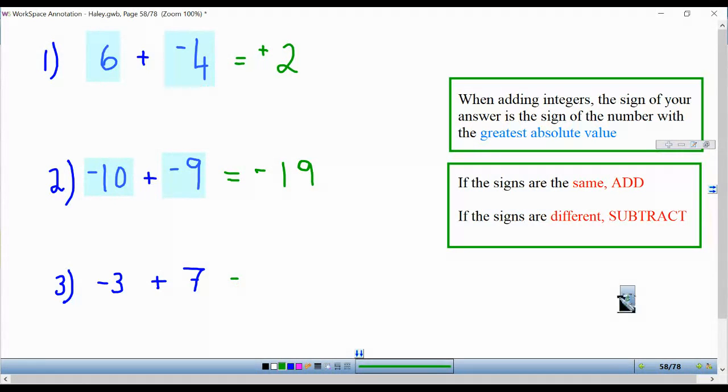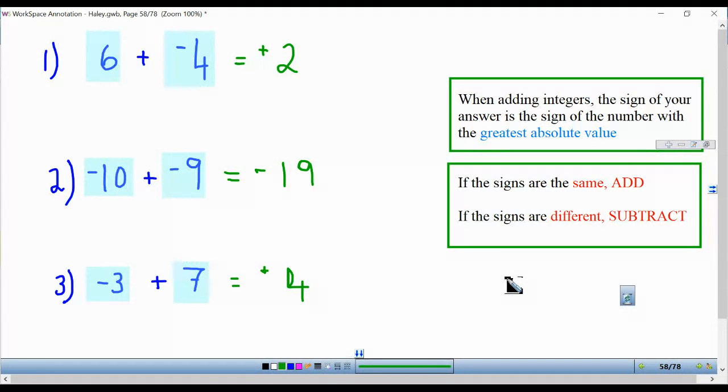Let's take a look at this next one. I've got the numbers -3 adding to 7. Which one of these numbers has the greatest absolute value, -3 or +7? Hopefully, you also agree that +7 has the greatest absolute value. That means my answer is going to be a positive number. The signs are different. This is negative and this is positive. And if the signs are different, we subtract the absolute values. We've already established it's positive, so I don't care about the signs at this point. The difference between 7 and 3 is 4. So the answer to my problem is 4.